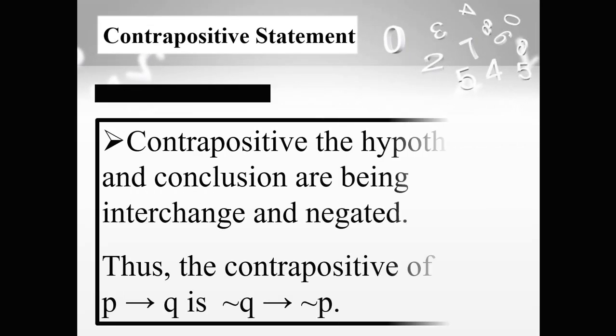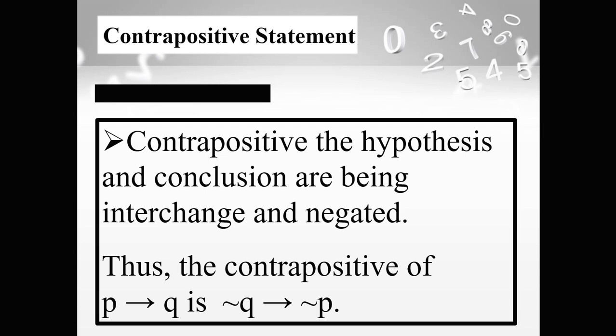Okay? And last one, we have contrapositive statement. It is the hypothesis and conclusion are being interchanged and negated. Ibig sabihin, for the given conditional statement, in-interchange mo na siya, ninegate mo pa. So, unahin mo munang mag-interchange. Given mo P implies Q.